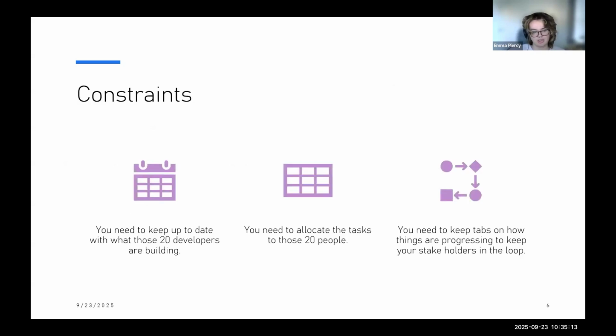So let's first of all understand the constraints. The first constraint is you need to keep up to date with these 20 developers. You need to understand what they're working on, and check in with them, see if they have any issues, that sort of thing. You need to allocate tasks to these 20 people, and you need to keep tabs on how things are progressing, to keep your stakeholders in the loop, and to keep everyone up to date.